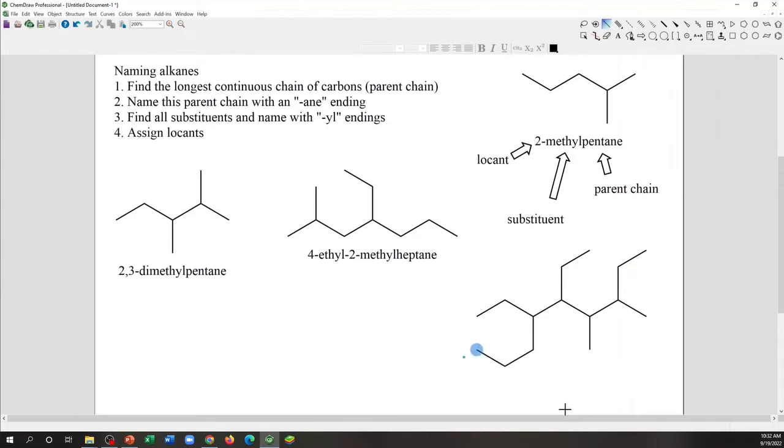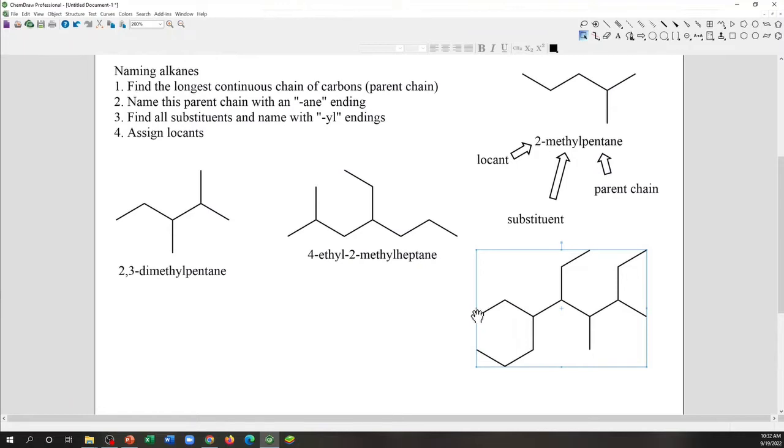I would encourage you again to pause the video and follow these 4 rules up here and see if you can name this compound. Let's see how you did. I think one of the challenges of this compound is finding that longest continuous stretch of carbons. So we don't want to just go left to right if that's where we start.